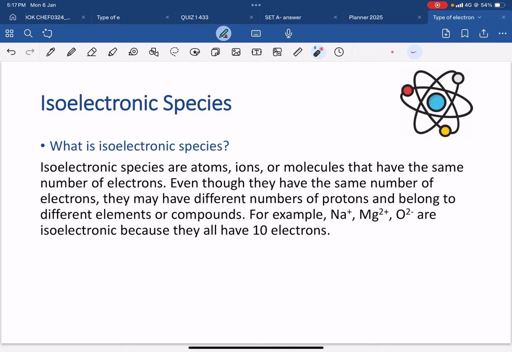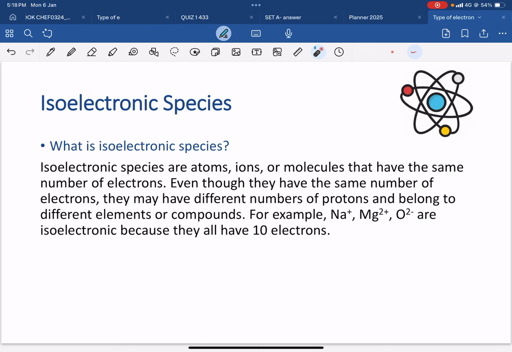Okay, kenapa kita panggil species? Because it can be an ion, it can be cation. So what is isoelectronic species? Okay, you may ask. So kat sini kita tulis isoelectronic species are atoms, ions or molecules that have the same number of electron. So the idea is iso is standard. Iso ialah sama, standard. Electronic meaning electron. So same number of electron. Even though they have same number of electron, they have different number of protons and belong to different element or compound. Again, number of electron je sama.